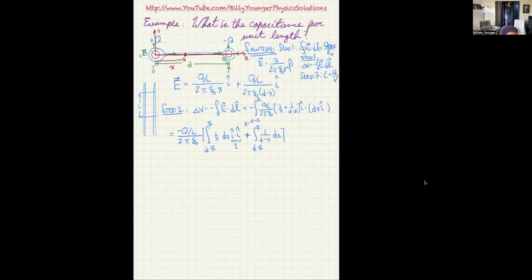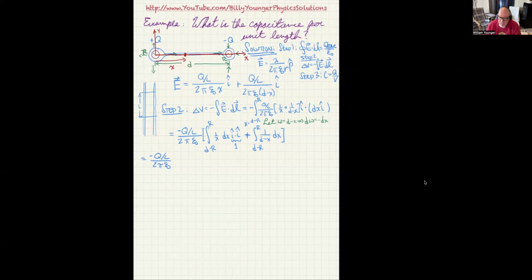That one's going to require a little substitution. That's why I decided to change them. The substitution will be let w equal d minus x, which implies dw would equal negative dx. So I can just flip the sign and that will take care of that. So now I continue on. I'm going to say equals, I'll keep the negative q over L over 2 pi epsilon naught.